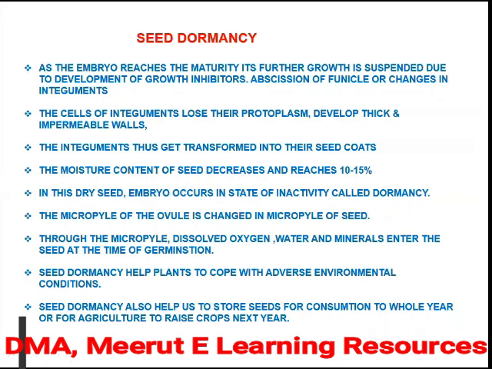And that inactive stage of embryo is called dormancy. What is dormancy? Seeds are unable to germinate even after providing suitable conditions. There are several reasons for this. Embryo may be immature because of accumulation of some growth hormones. That is why seed is not going to germinate. Or the micropyle remains as micropyle, where dissolved oxygen, water, and minerals enter, so that seed can be germinated.